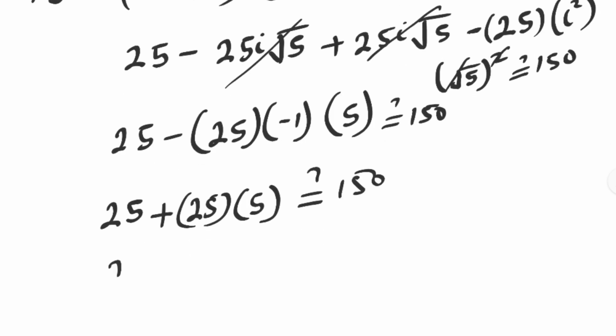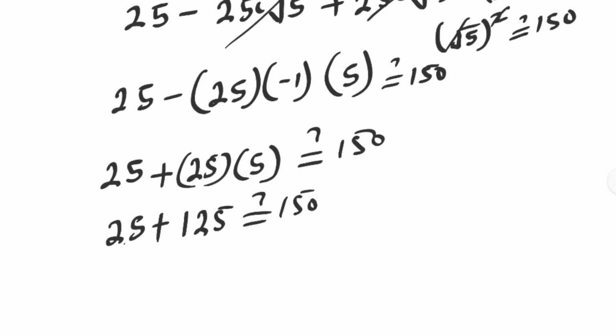Then 25 plus 25 times 5, that is 125, must be equal to 150. 25 plus 125, this is 150, is equal to 150, which is true.